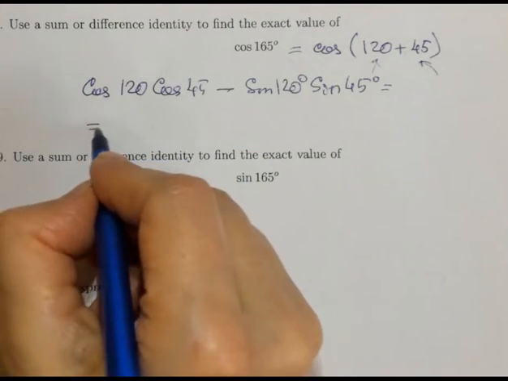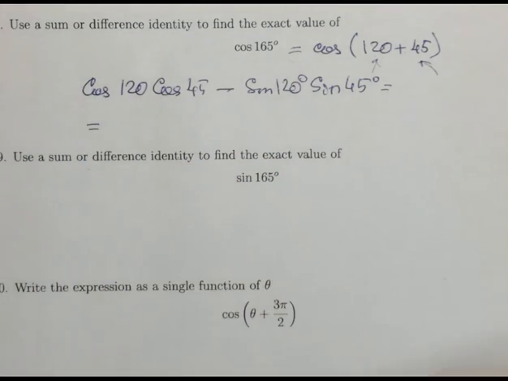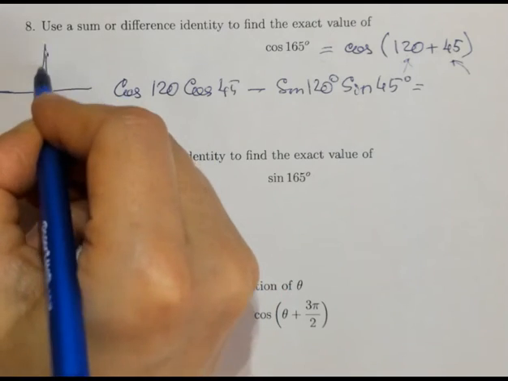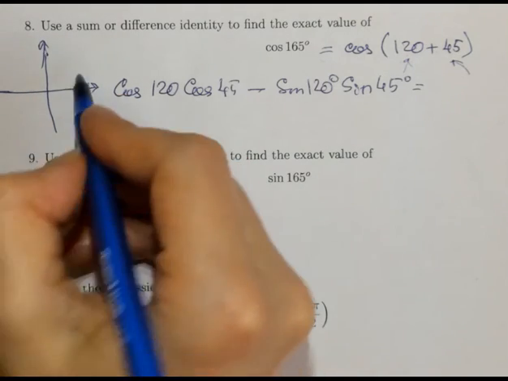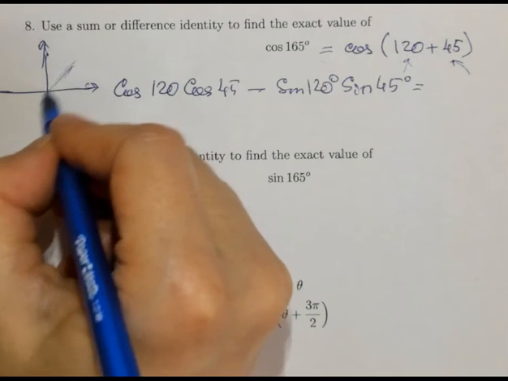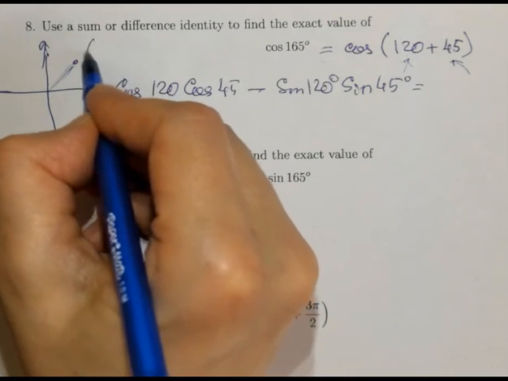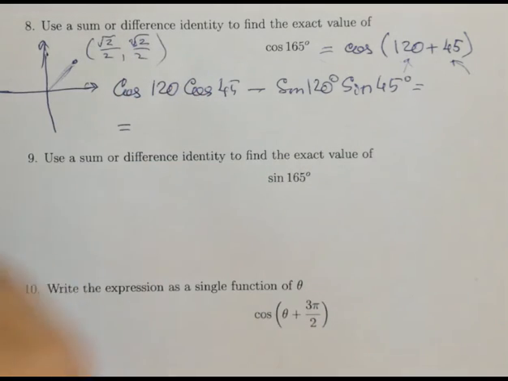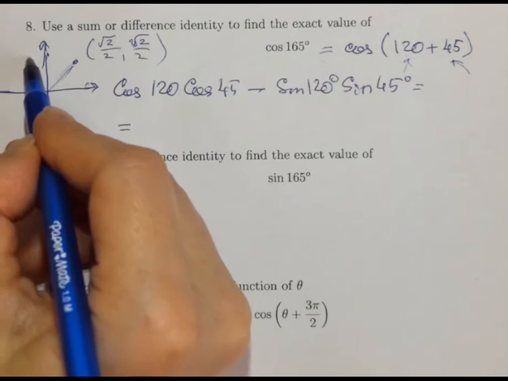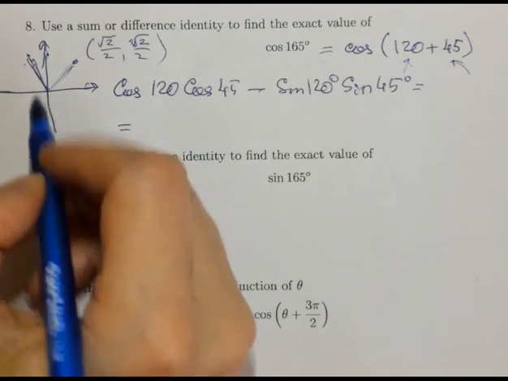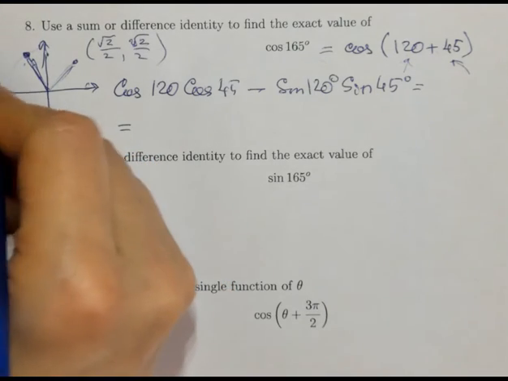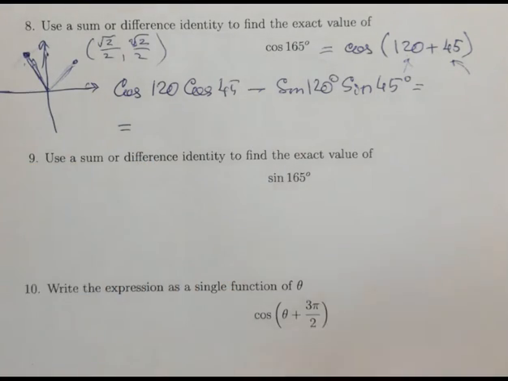Now we substitute the values from the unit circle of cosine of 120 and 45. Let's remind ourselves where on the unit circle these angles are situated. 45 degrees is in the middle of the first quadrant and has both sine and cosine equal to square root of 2 over 2. And 120 is here. It is 2 pi over 3. It has negative cosine, so the x coordinate is negative.